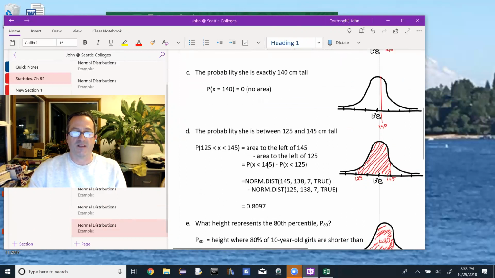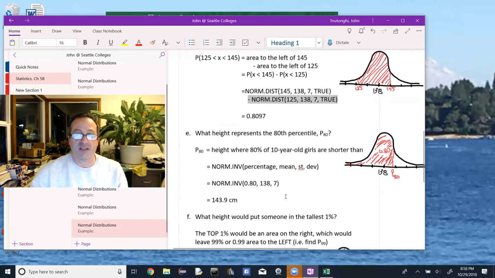Another way we can use norm.dist is to get between two values. So the probability that x is between two values, again, we have to do it in terms of areas to the left. So it's norm.dist from the larger value minus norm.dist from the smaller value. And again, these are cumulative, so it's everything to the left of 145 minus everything to the left of 125. So those are the ways to use norm.dist.